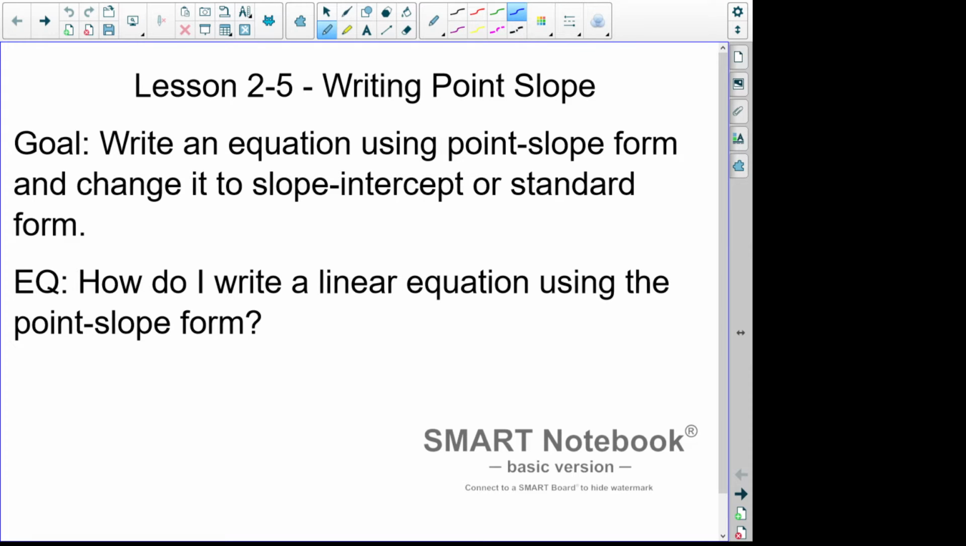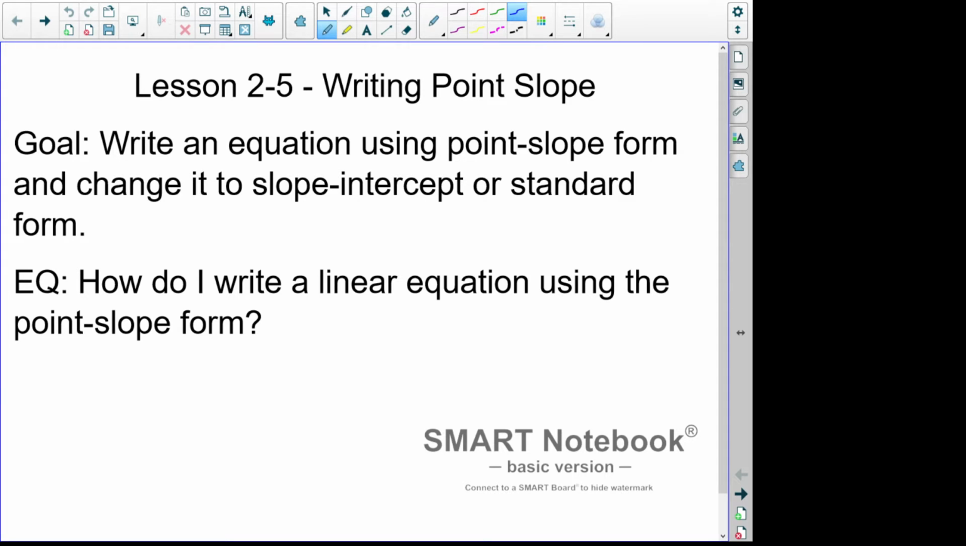Hi everyone. Today we're going to be talking about writing point slope form. This is lesson 2.2-5 for Algebra 1, looking at the point slope form of a line. So our goal today is to write an equation using the point slope form and then change it to one of the other forms if we need to.